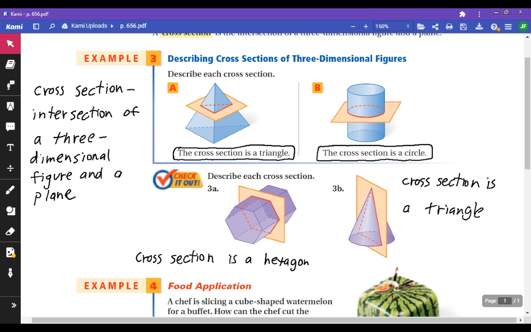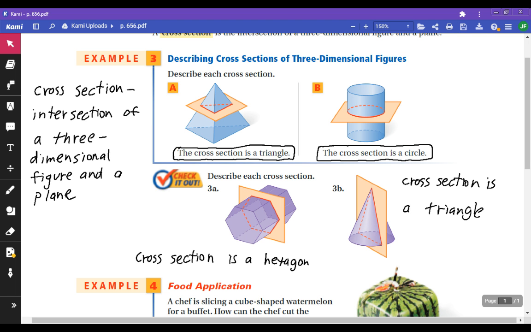Look at B, where you've got the cylinder, and you ran a plane parallel to the base. The cross section this time would be another circle, just like the bases, and it would be congruent. Look at figure 3A there, you've got a hexagon base, so you've got a hexagonal prism. And when you run a plane parallel to the bases, the intersection of that plane and that prism would be a hexagon, which is congruent to the bases.